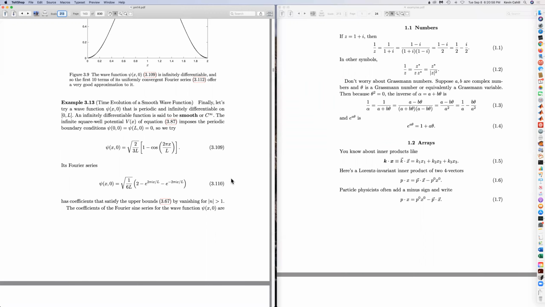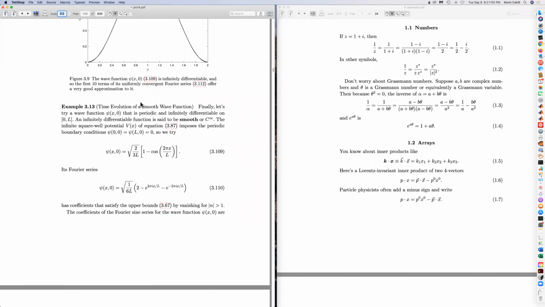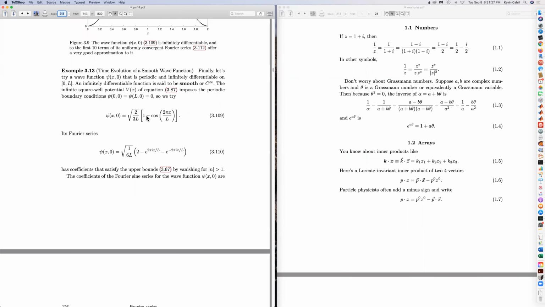All right, so let's see. Let me go back to the last thing that we maybe didn't do last time, which was the case of, suppose we start with an infinitely differentiable initial wave function and see how it evolves with time. Well, an example of such a function is 3.109, and its Fourier series is very simple. It just has three terms. You just expand the cosine, and this is the n equals 0 term.